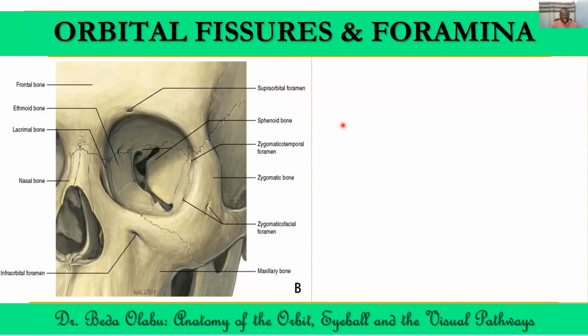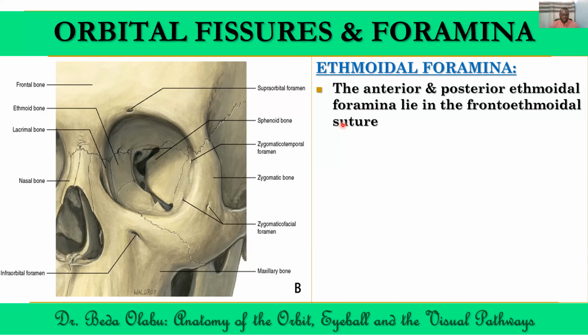All right, so that was the inferior orbital fissure. We also have two other categories of foramina to talk about. We can begin with the ethmoidal foramina. We have two, usually, sometimes three, the anterior and the posterior ethmoidal foramen, located very near the frontoethmoidal suture. This is the frontoethmoidal suture.